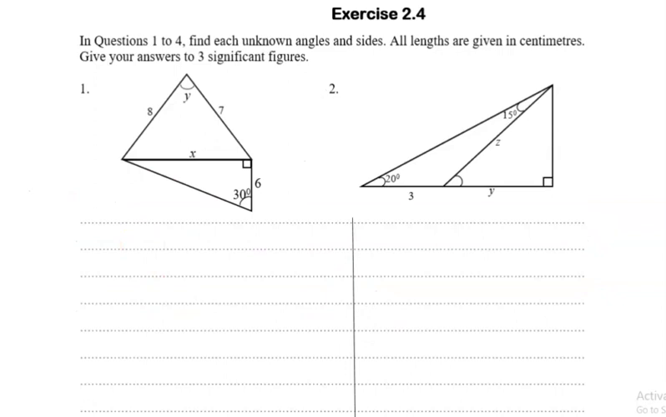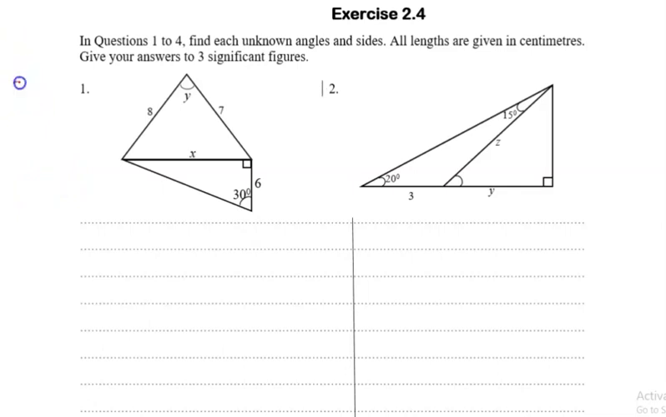Exercise 2.4. Now in this exercise we're going to be going over what we've already covered. These are combination questions. Like question 1 here, we need to identify which formulas we need to use. We can see we have a right angle triangle and a non-right angle triangle. Now what do we use in the non-right angle triangle? Would it be sine rule or cosine rule? How do we identify when to use which formula?